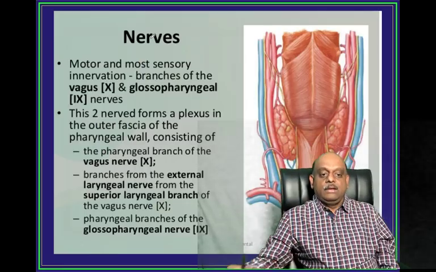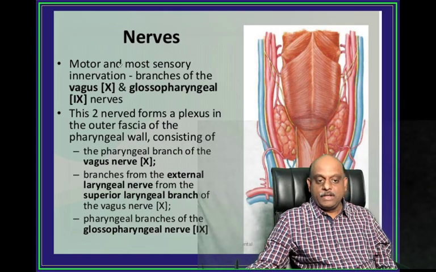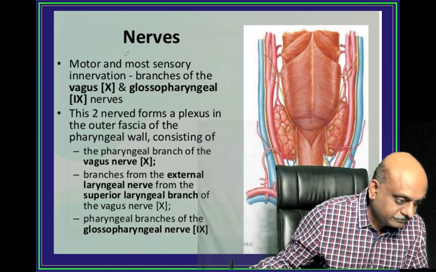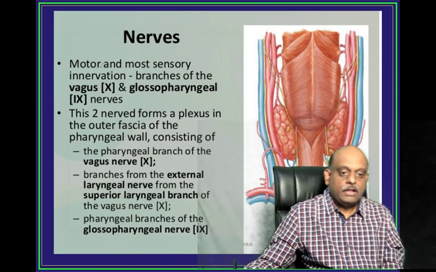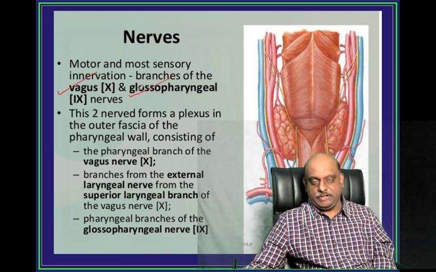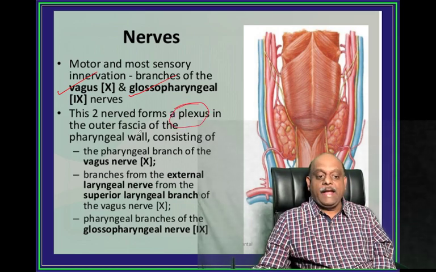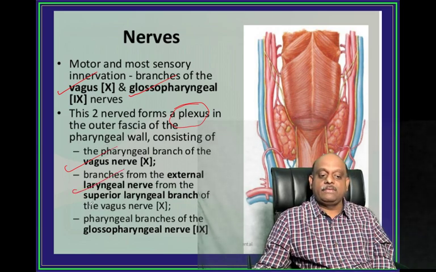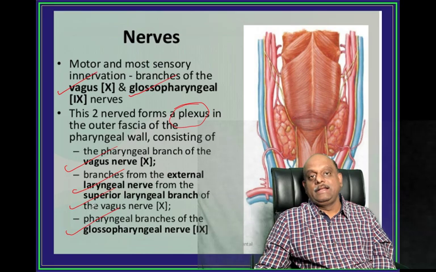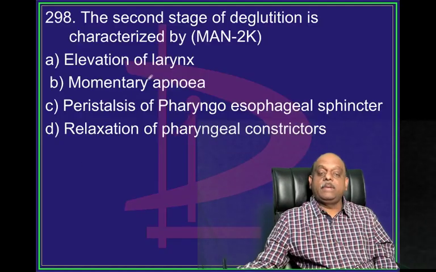Now, if you look at the pharynx, the motor and the most sensory innervation comes from vagus and glossopharyngeal. These two nerves form the plexus, and the pharyngeal branch of vagus, the branches from the external laryngeal nerve, from the superior laryngeal nerve, and the pharyngeal branch of the glossopharyngeal, they are the ones which are the main nerve supply, is what you need to remember.